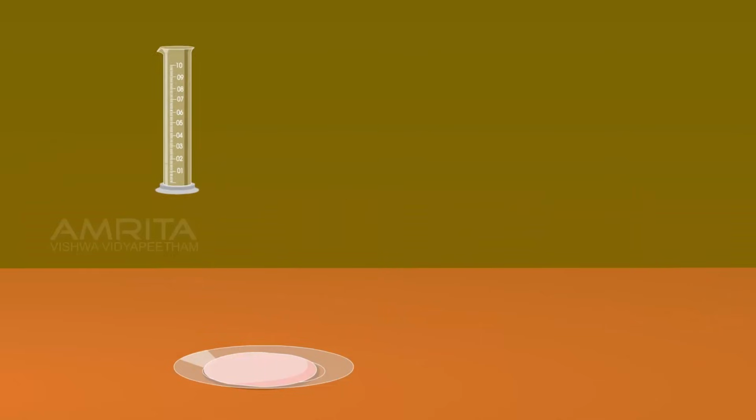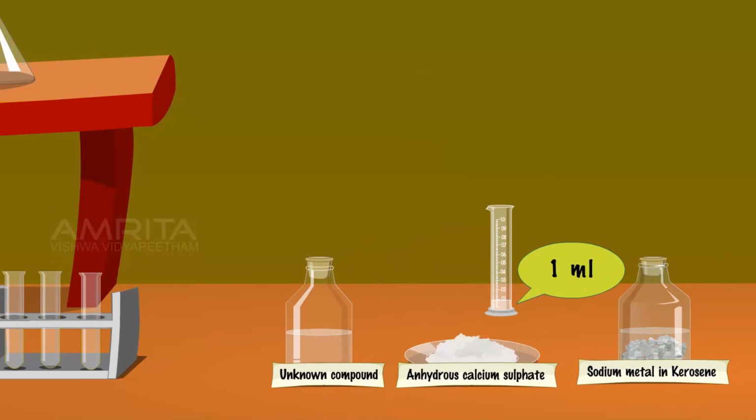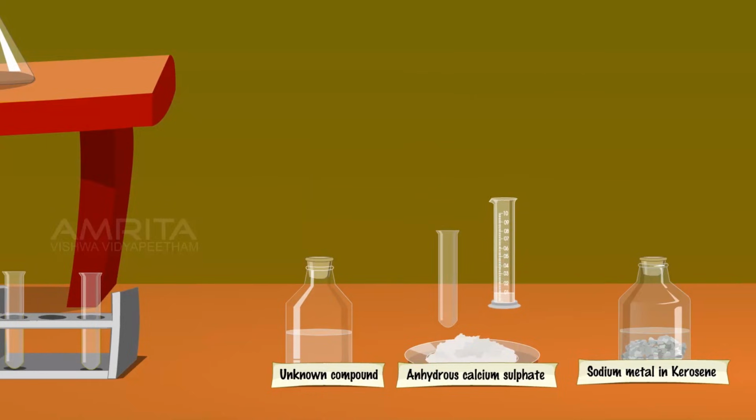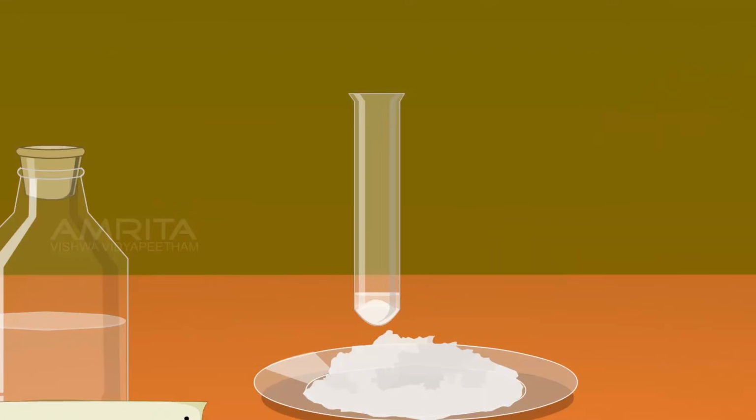Alcoholic group. Sodium metal test. Procedure. Take a clean and dry measuring jar. Pour 1 ml of the given unknown compound into it. Pour it into a dry test tube. Add a small amount of anhydrous calcium sulfate in it. Shake well.